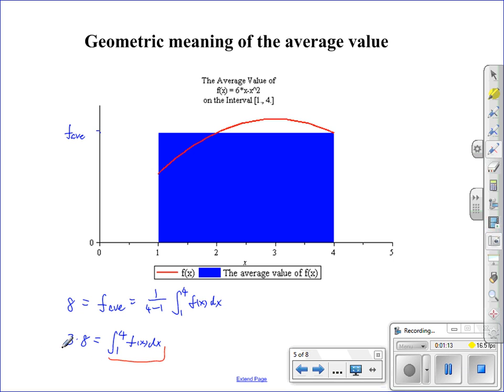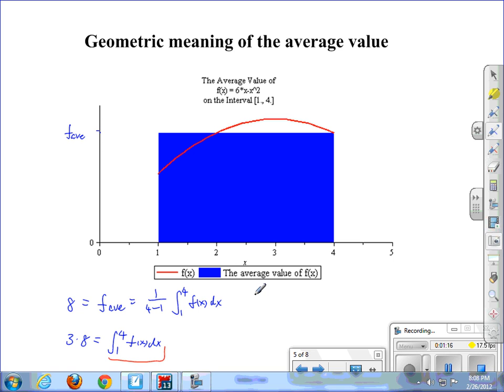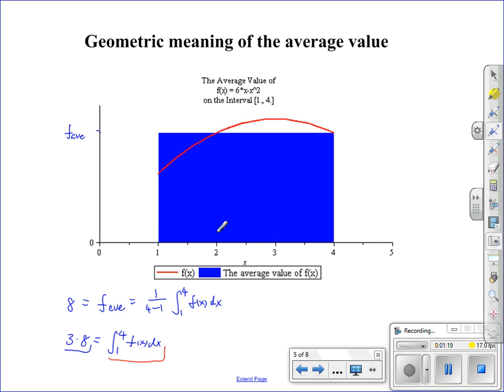And for the left hand side, that is in fact 3 times 8. 3 is this base, and 8 is that height. So that's the area of this blue rectangle. So in graphical meaning, it means your average value of the function is actually the height of this blue rectangle. So you are looking for a height so that the rectangle will have the same area as the area under the curve. Right. So that f average, you can call it average height or balance height or like that.